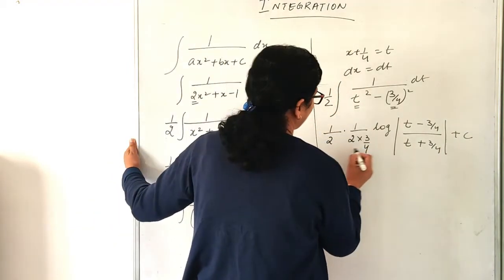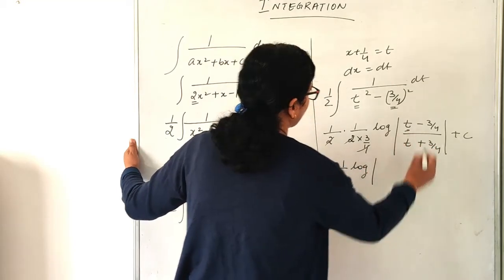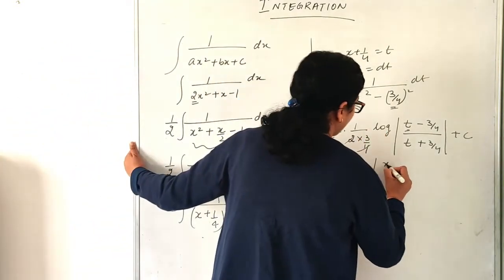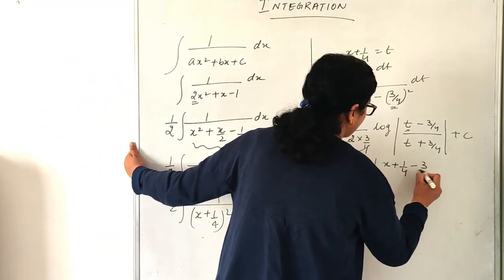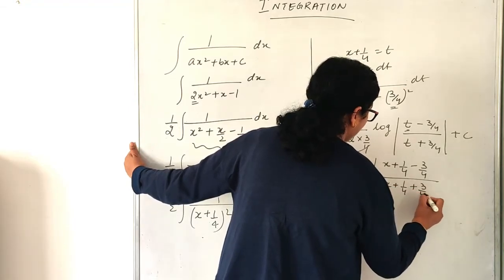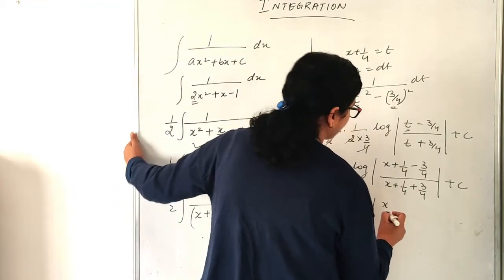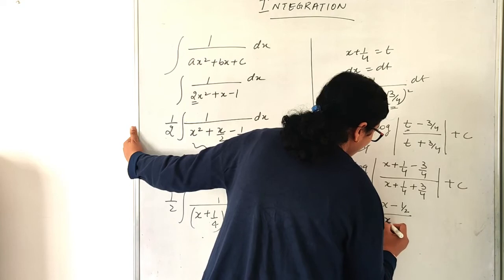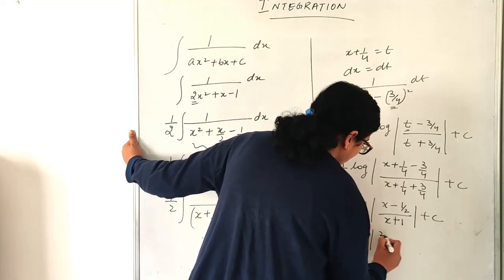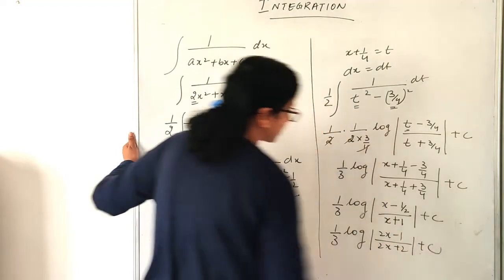Correct? So what we are getting here? 1 by 3 log. What is the value of t? The value of t is x plus 1 by 4. So let us substitute there. x plus 1 by 4 minus 3 by 4 upon x plus 1 by 4 plus 3 by 4 plus c. 1 upon 3 log x minus 1 by 2 upon x plus 1 plus c. You can take the LCM. 2x minus 1 upon 2x plus 2 plus c. So this is your required answer.